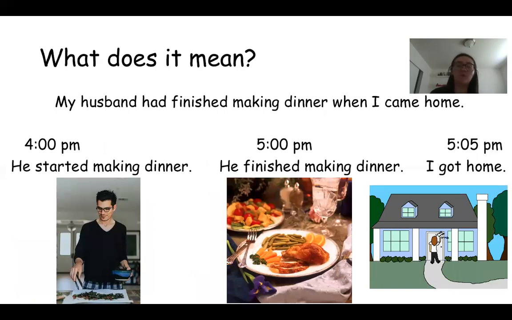Another example to help you understand it better is this sentence. My husband had finished making dinner when I came home. So 4 o'clock p.m., right? 4 o'clock in the afternoon. My husband started making dinner. So this is him making dinner. At 5 p.m., he finished making dinner. So he finished making the food. And then at 5:05 p.m., so just 5 minutes later, I got home. So this is the timeline. This is the times that things are happening.